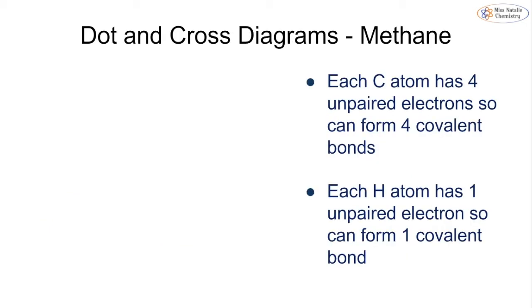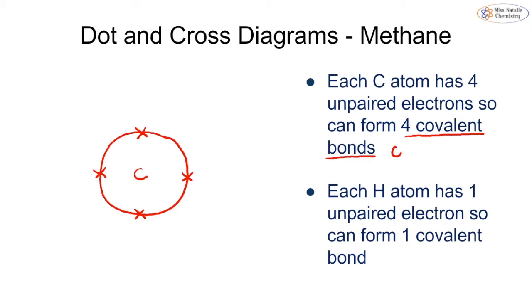So let's look at some examples of how to do this. So if we have a carbon and a hydrogen bonding together, we have methane. So what we do is we draw our carbon in the centre, and we write C in the centre for the symbol, and we put our 4 outer electrons like that. Now what we want to do is, because it has 4 unpaired electrons, it means it can form 4 covalent bonds, or we can form 4 overlaps. And by showing these overlaps, this is how we form our dot and cross diagram.